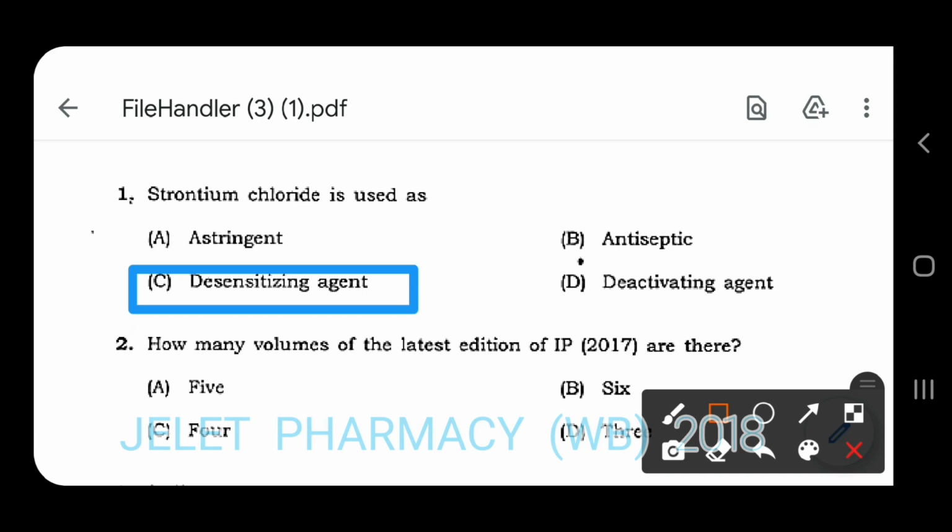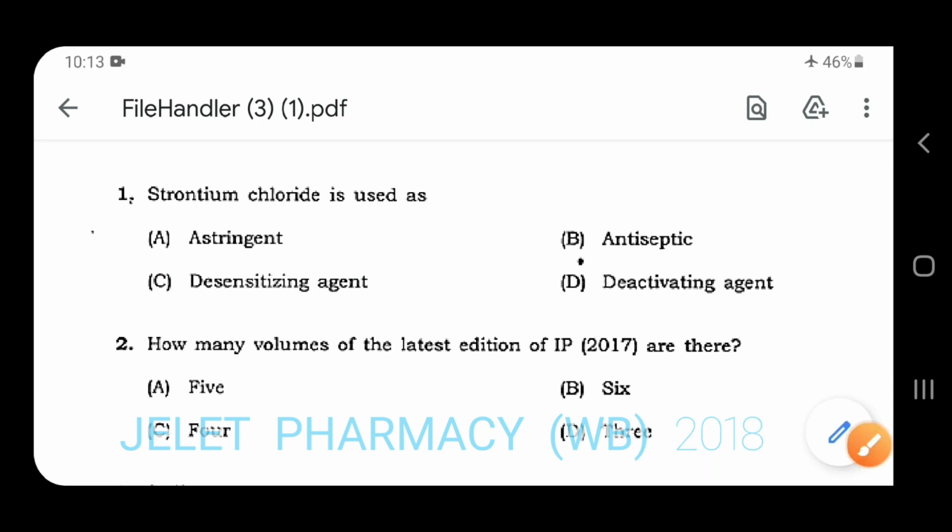In this question there are three more terms, such as astringent. Astringents are the agents which can precipitate proteins, for example tannin. Antiseptics are the agents which can inhibit the growth of microorganisms in a low concentration and can be applied on the living body.